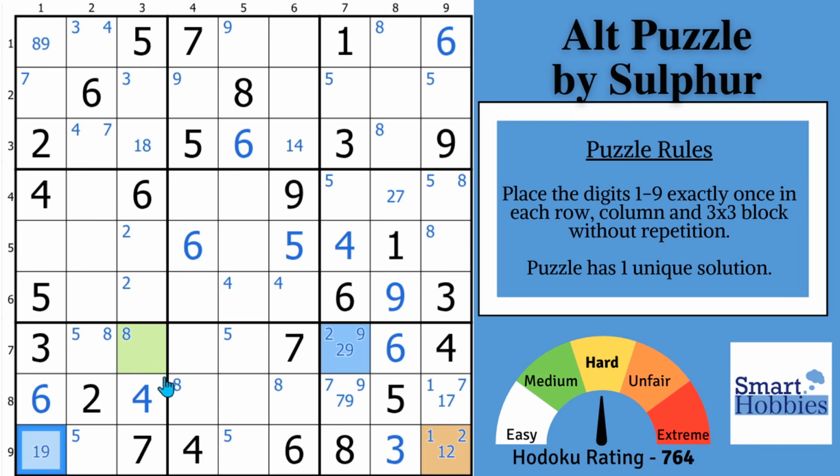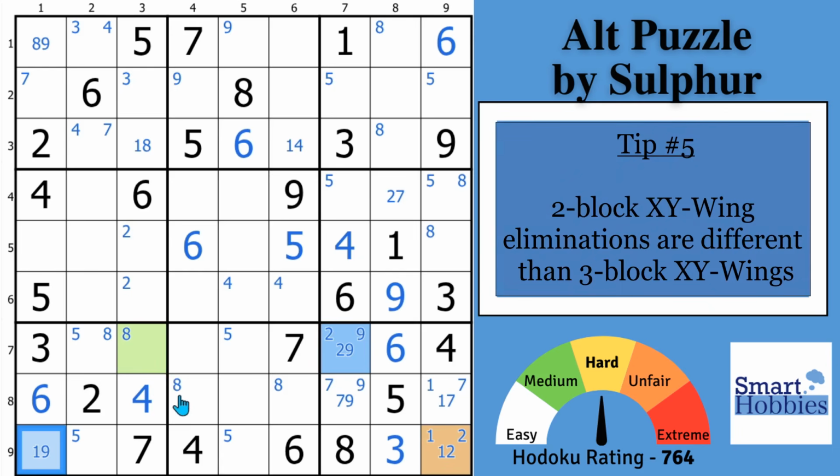And this is my fifth and final tip. XY wings, the eliminations are a little different whether you find them in 2 or 3 blocks. So if this 2, 9 was up here, you'd have the 3 different paired possibilities in 3 blocks. Here, here, and here. And you can only make one elimination. You can eliminate a cell right there where these 2 would see it.